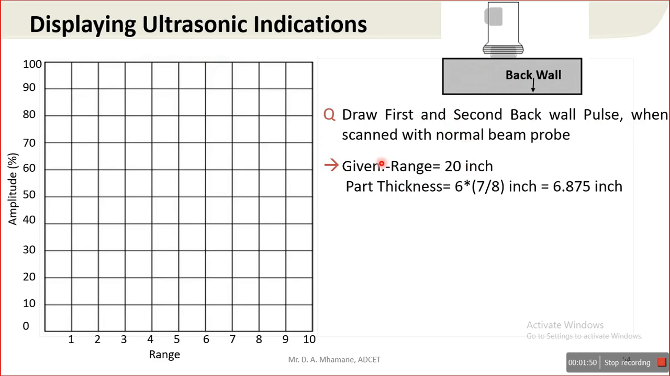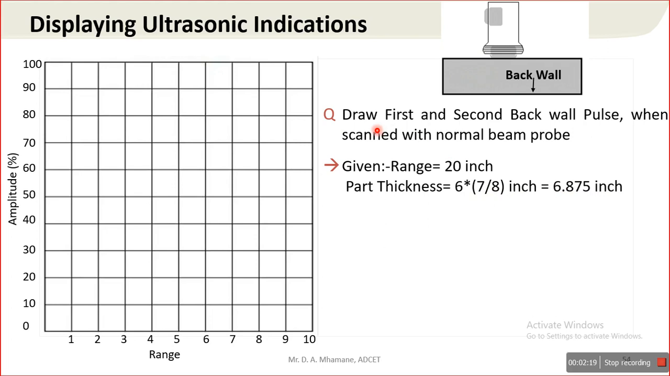So in this problem, range is given 20 inch and the part thickness is given 6 and 7 by 8 inch. So ultimately it is equal to 6.875 inch. So 6 plus 7 by 8 is 6.875 inch. So this much data is given.